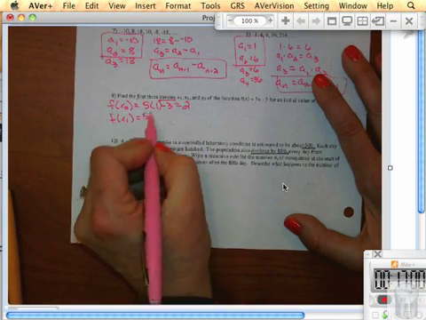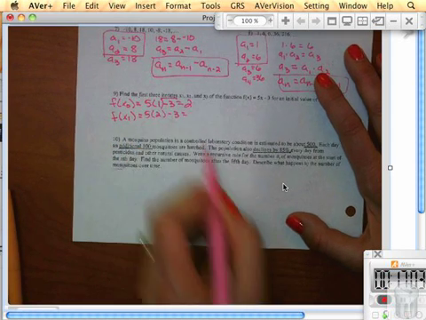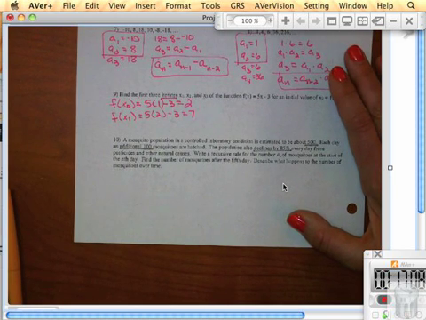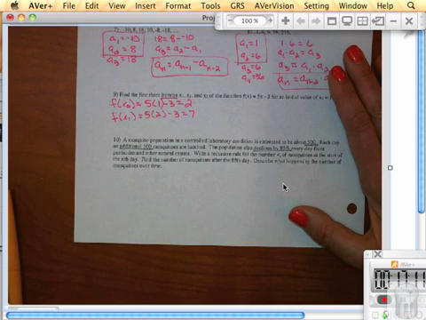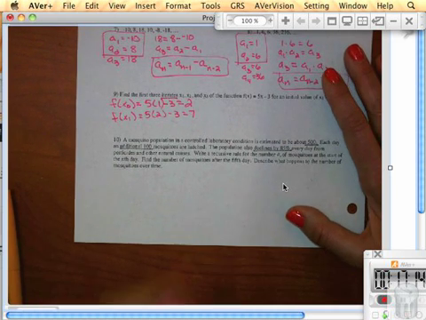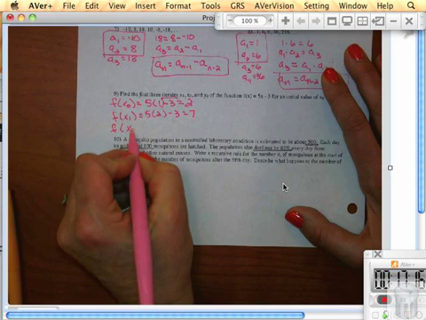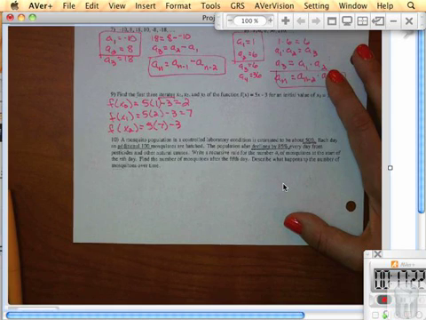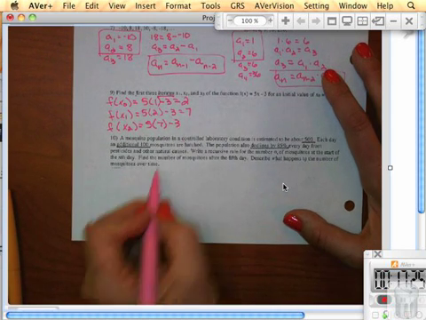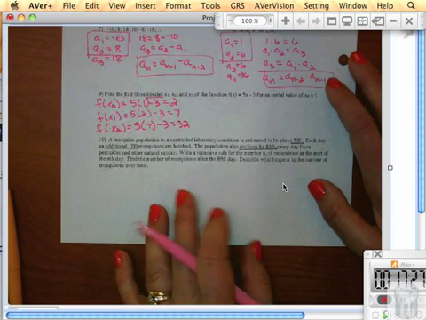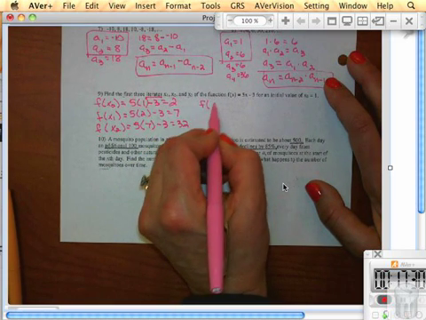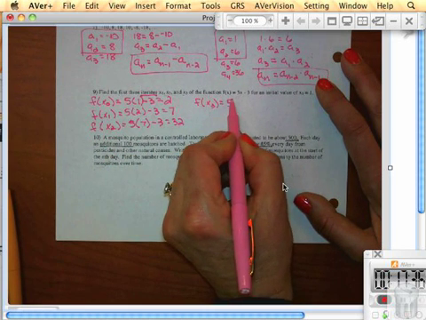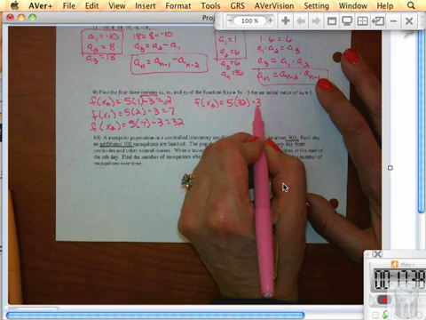5 times 2. It's really very similar to what we were doing on the other side. And then f of x sub 2 equals 5 times 7 minus 3 equals 32. And then I got one more to do. I got f of x sub 3. I take that value, plug it into the function. 5 times 32 minus 3 equals 157.